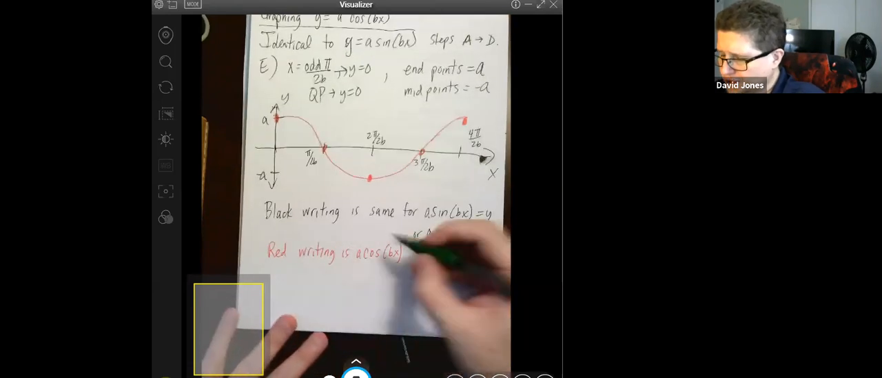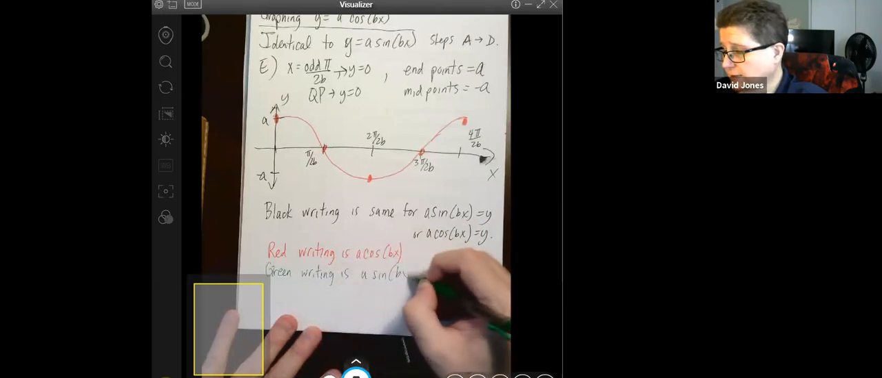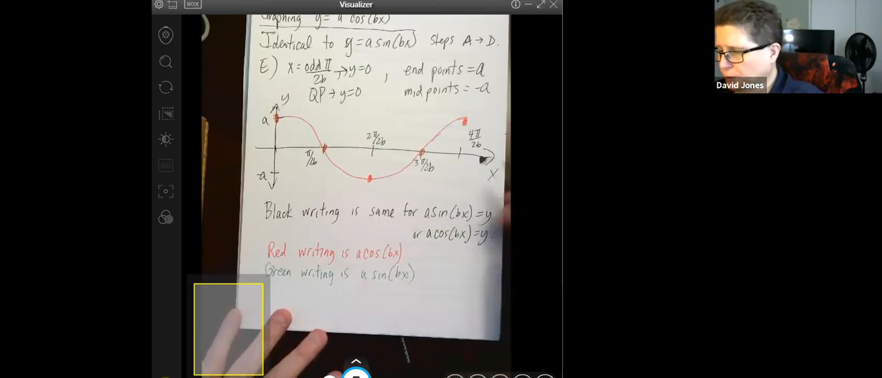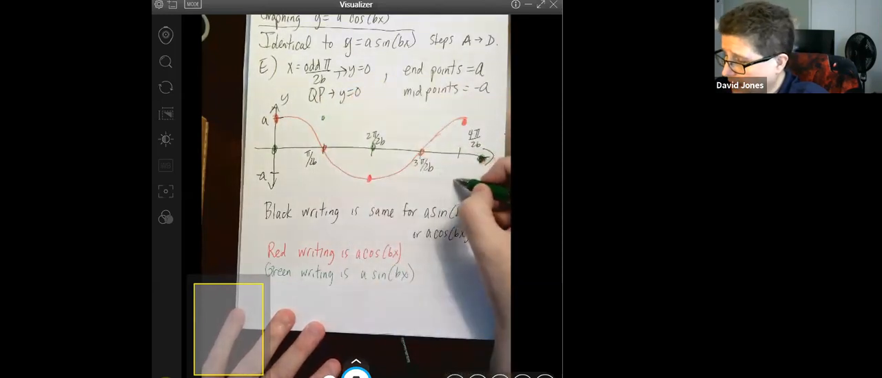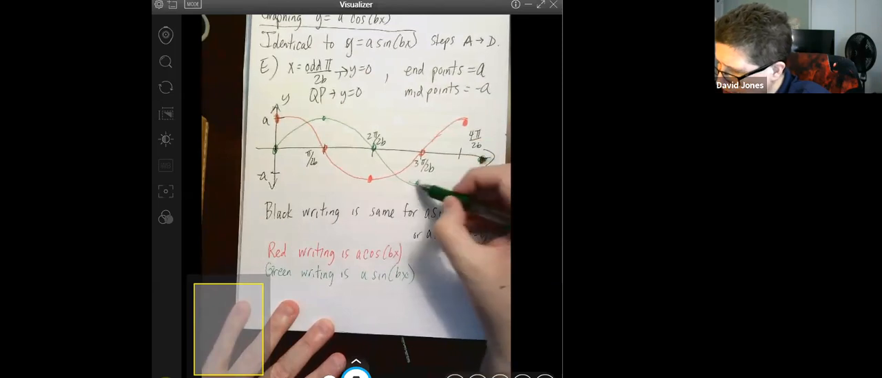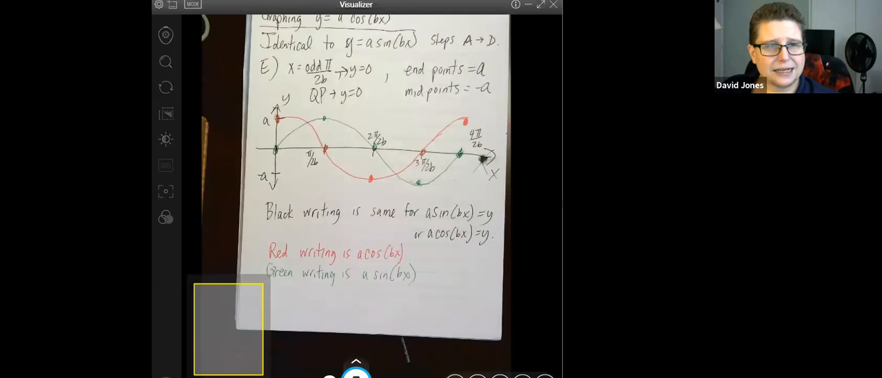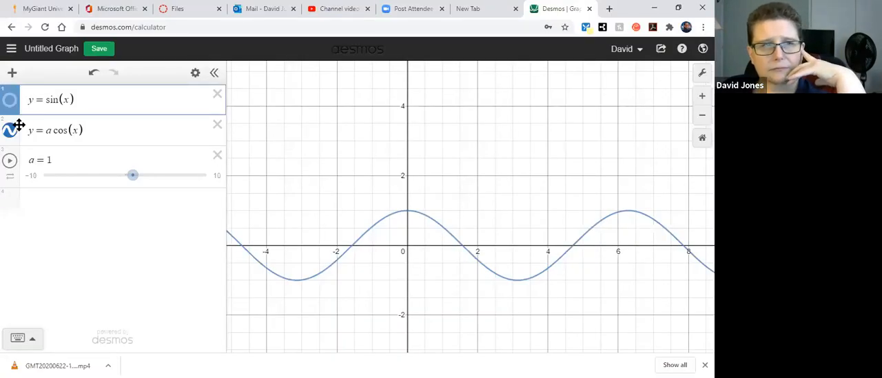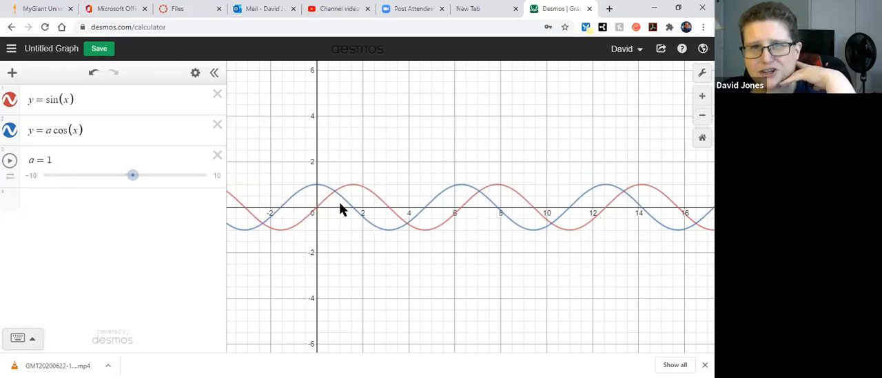And just for fun, let's do sine x on the same graph. Green writing is a sine bx. For that one, the even multiples on top were zeros. And it goes up to a and down to negative a. And you'll see they look a lot alike. In fact, let's look at these on Desmos. Let's see them both. You share Desmos. They're the same wave, right? They're just shifted.